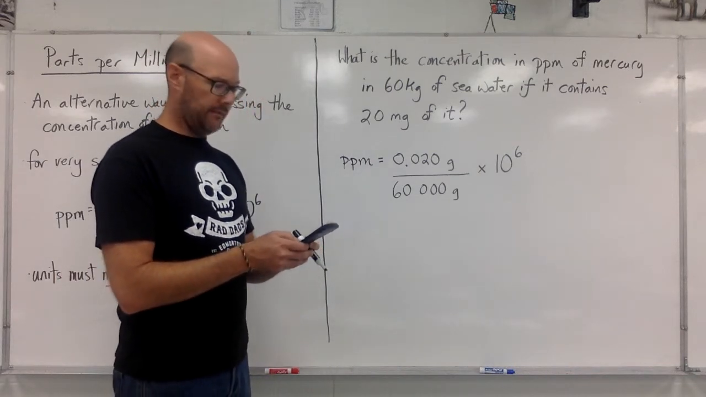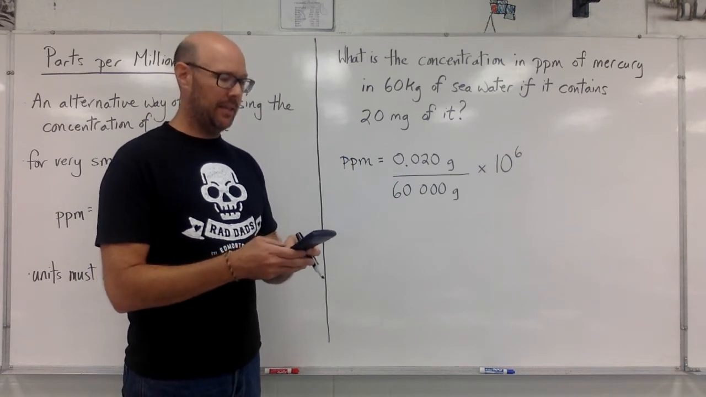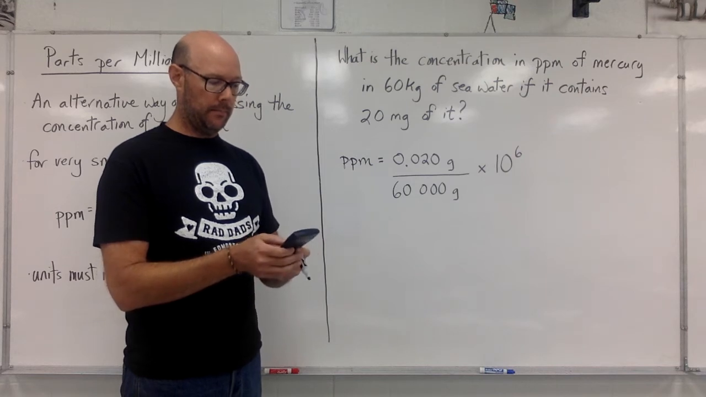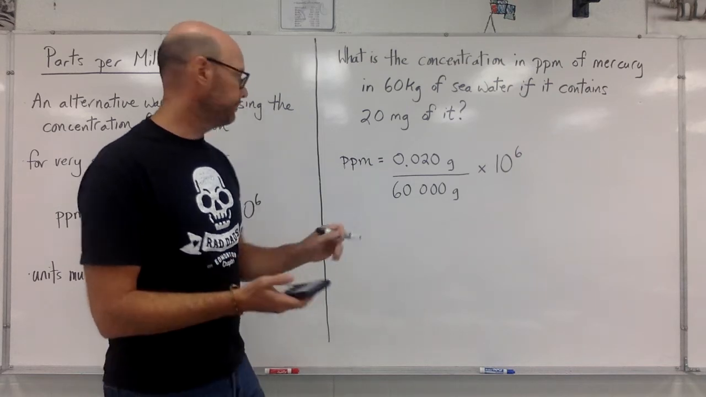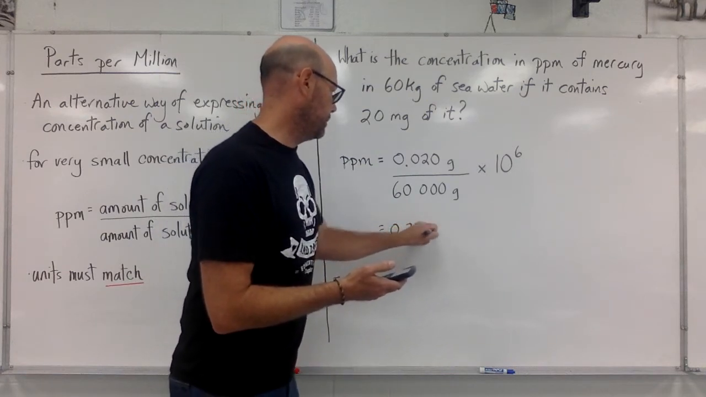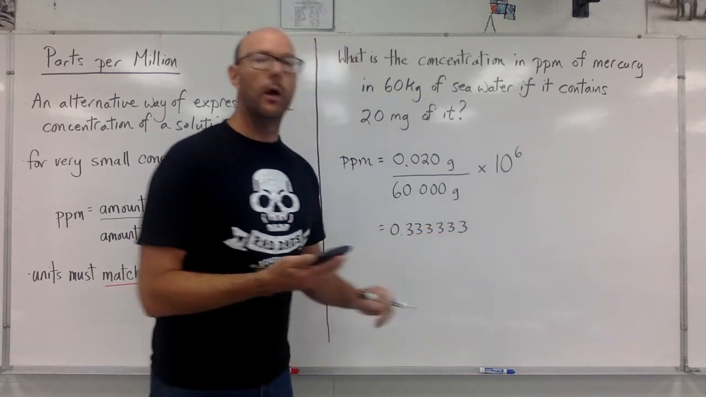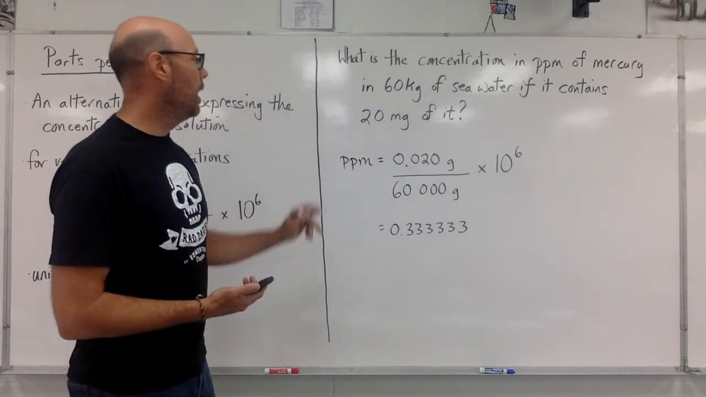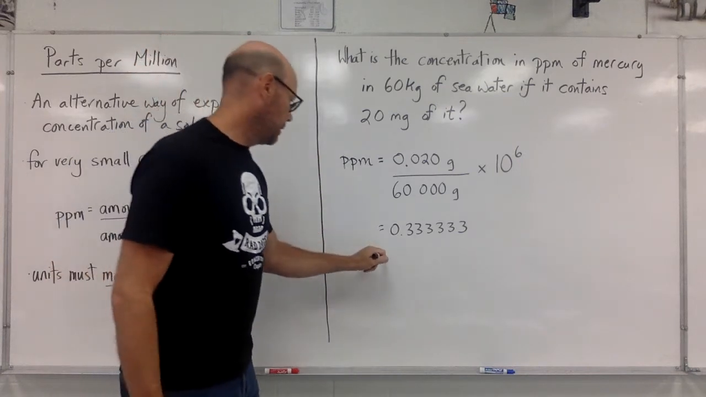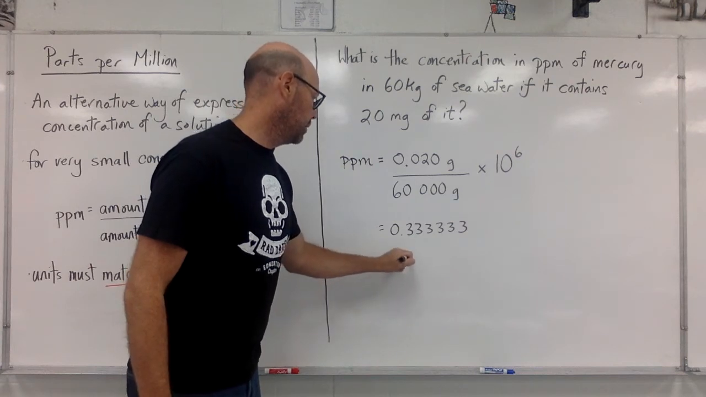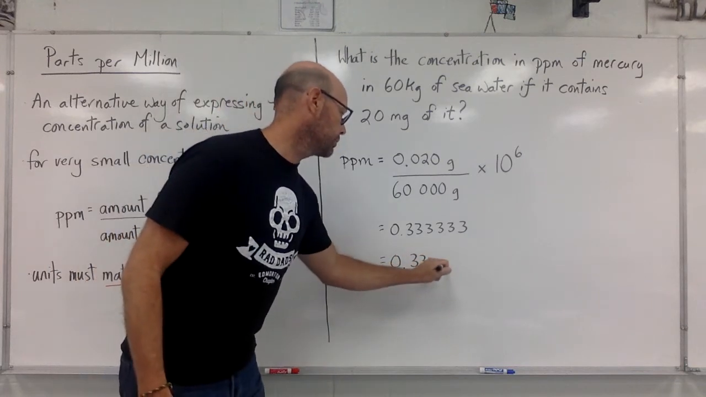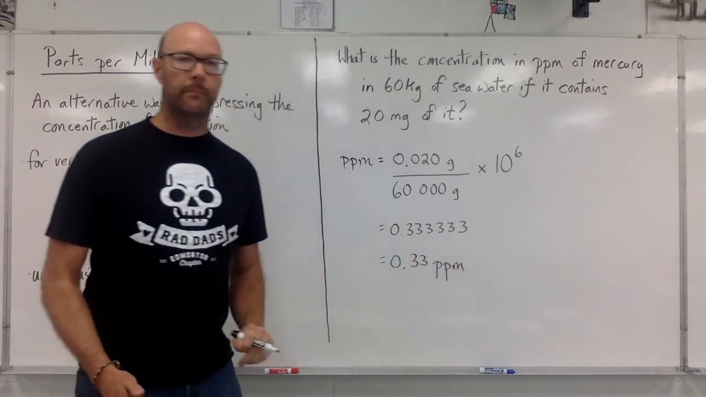0.02 divided by 60,000 times a million. That equals 0.33333, repeating. Now, the two values in the question have two significant digits each. So this rounds off to 0.33, and it was the concentration in parts per million.